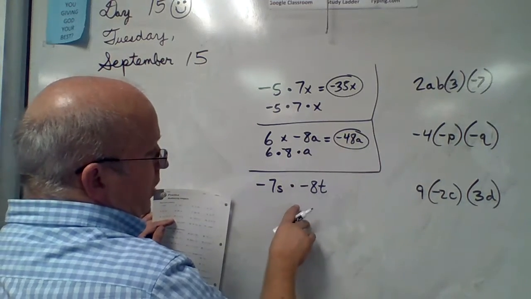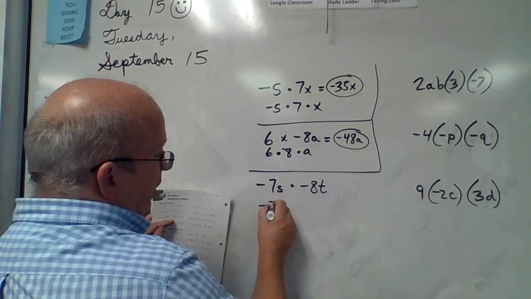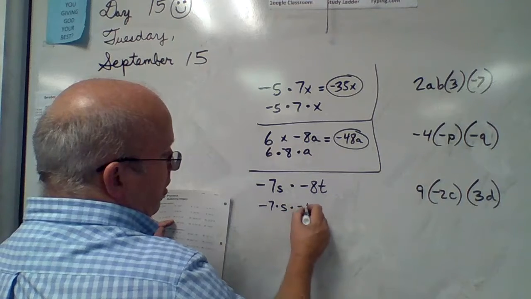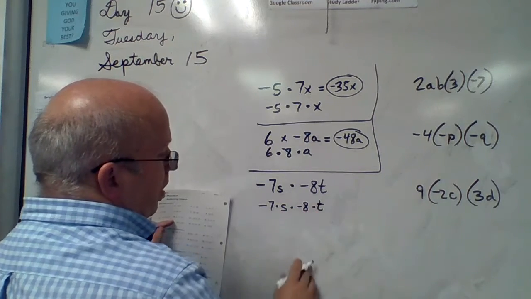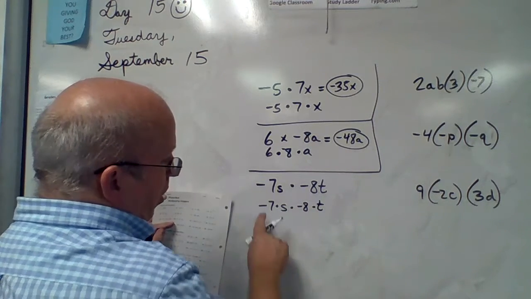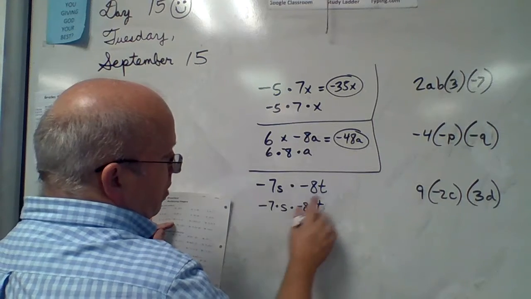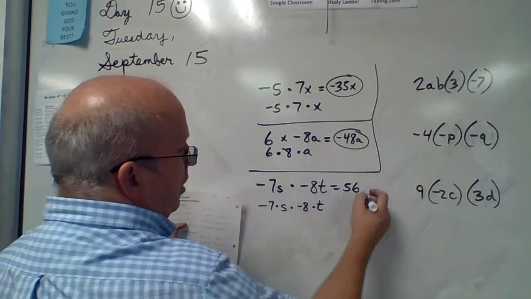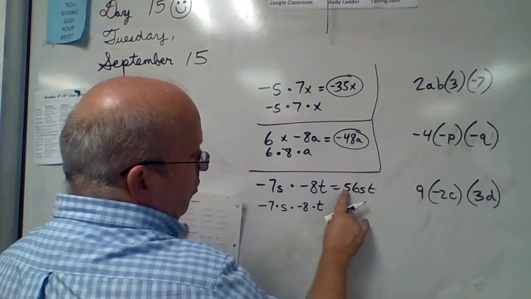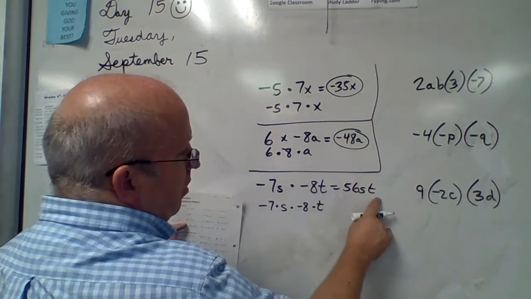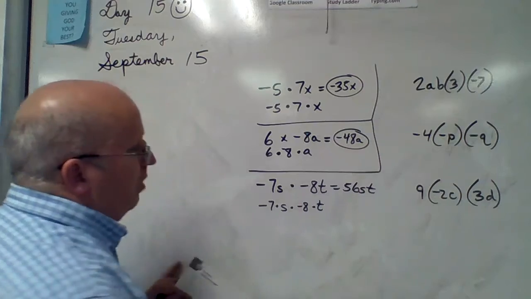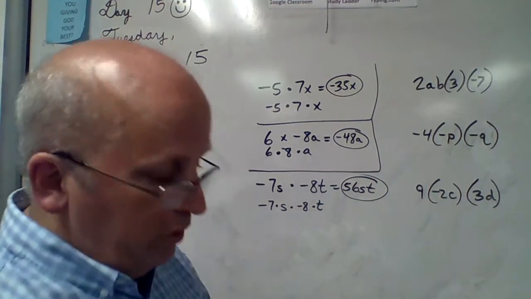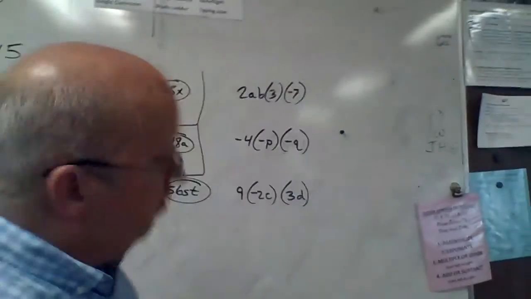Okay, this one looks trickier, but it's not really that big of a deal. Just think of it like this. Negative 7 times s times negative 8 times t. Just do the whole numbers first. What's negative 7 times negative 8? 56. What's s times t? S times t. So it's 56 times s times t. Done. Notice I'm doing the whole numbers first, and then I'm doing the variables. I'm doing the integers first, then the variables.